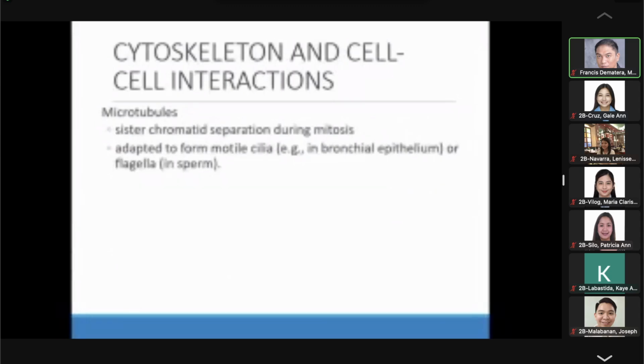Microtubules also participate in sister chromatid separation during mitosis, and they have been adapted to form motile cilia in bronchial epithelium or flagella in sperm.